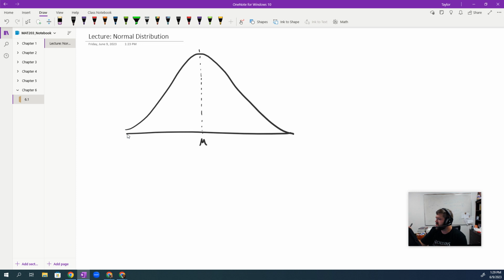I didn't do a very good job of drawing the curve. I'll try to do a better job. There we go. I think that might be a little bit more legible.